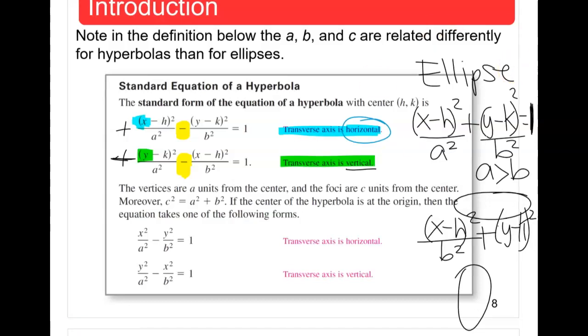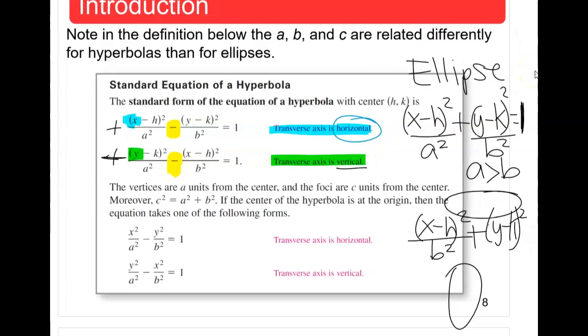I need a little more room. Okay, and this is k. Doesn't look very well.